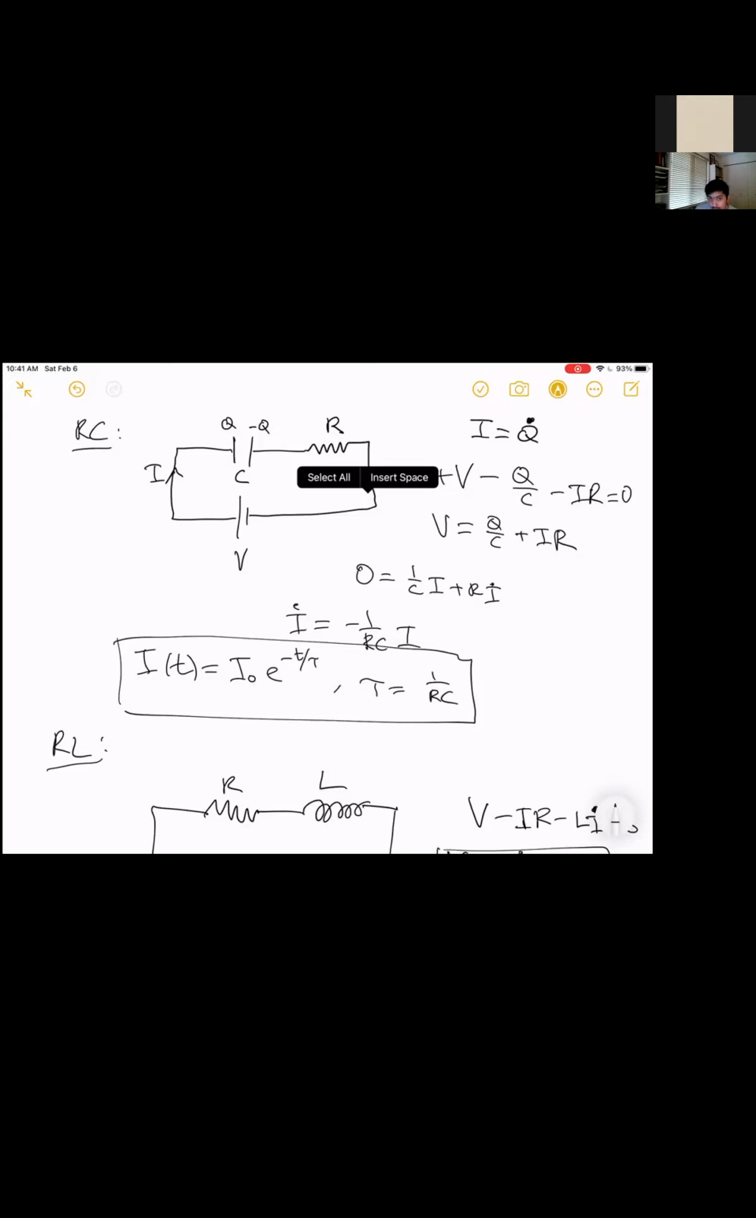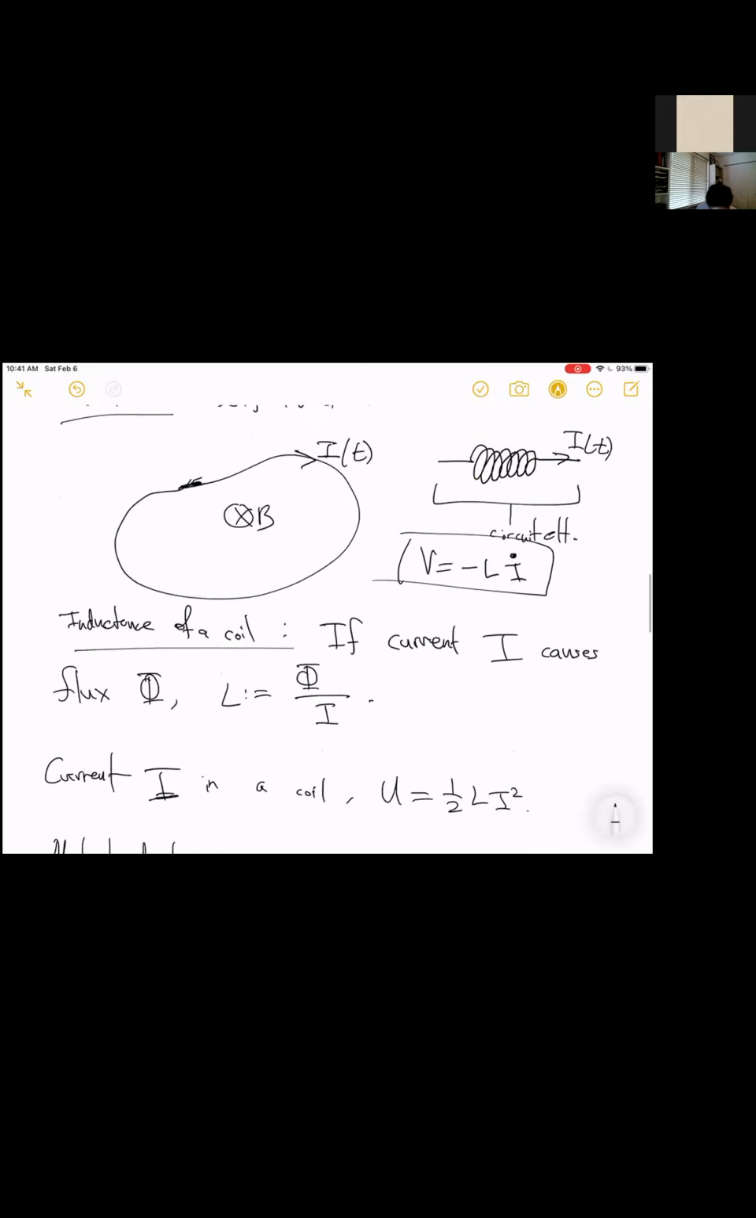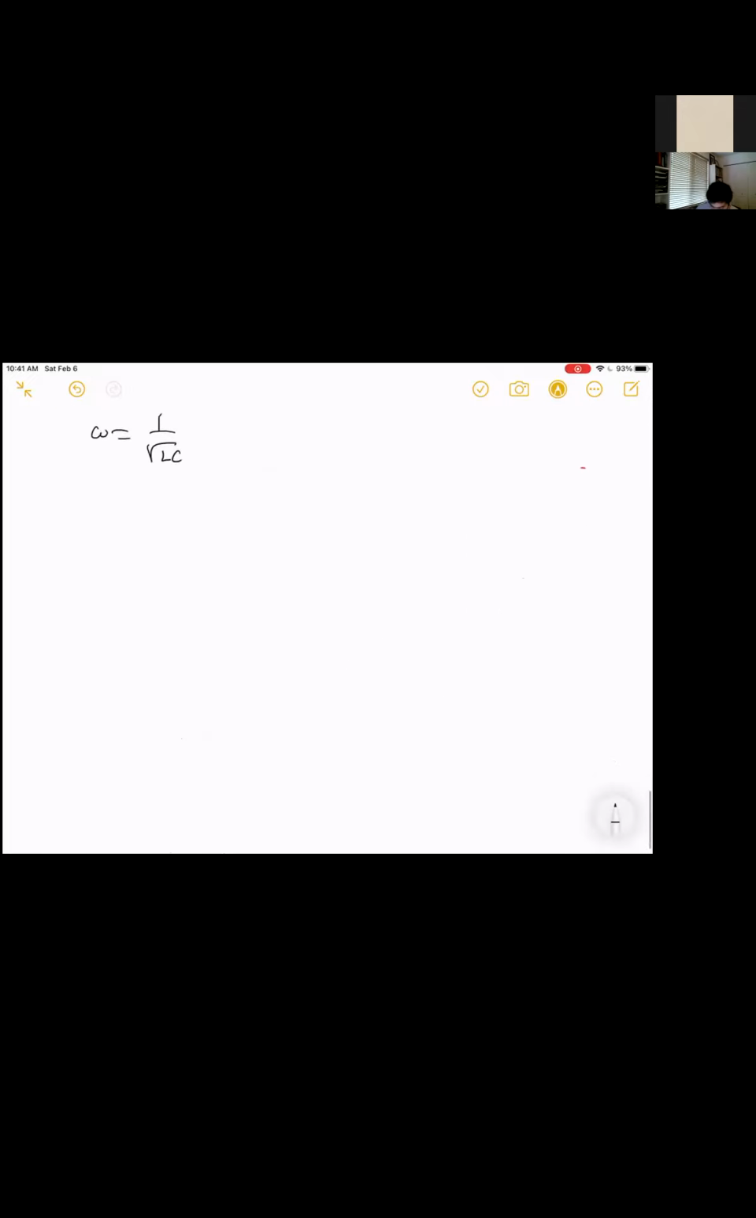How is V equals L di dt for an inductor? Okay, let me spell it out in a bit more detail. What an inductor is, the definition of inductance, is that in a coil, the flux through the coil is Li.